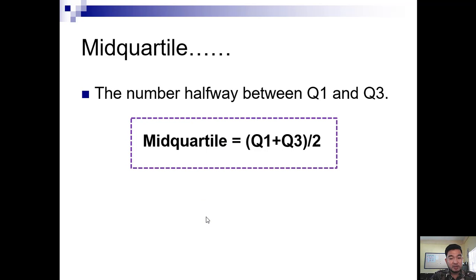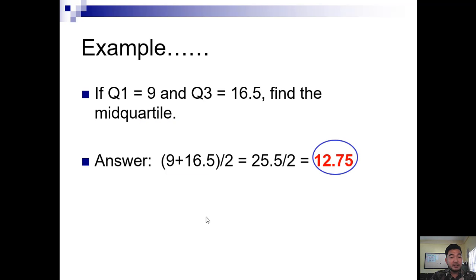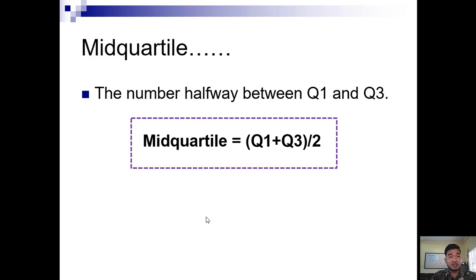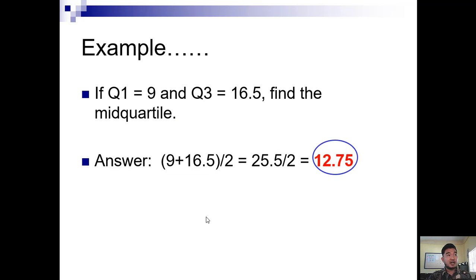Mid-quartile. What do we mean by mid-quartile? The number halfway between Q1 and Q3, that is the mid-quartile. Ano naman yung mid-quartile? That's the second quartile. Example. Kung given na kasi yung Q3 at Q1, third quartile at saka first quartile, pwede mo na makuha yung mid-quartile by simply adding the third quartile and first quartile and then divide the sum by 2. Parang kinukuha mo yung average.